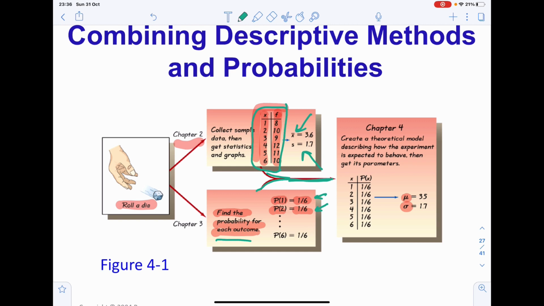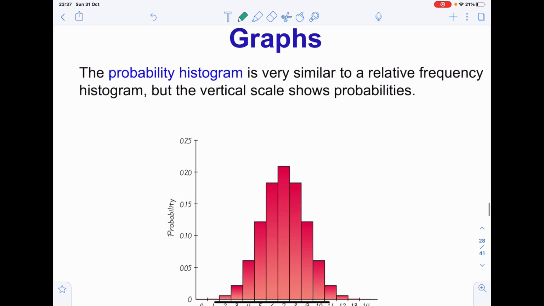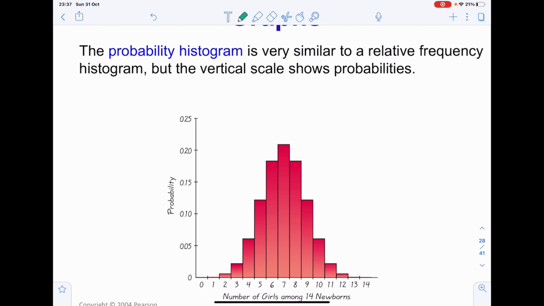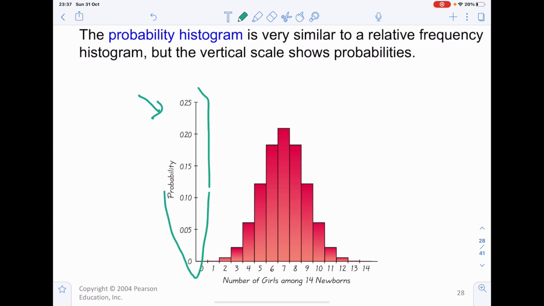Then we get the parameters. So as you can see, this is the table that we get from the experiment of rolling a die. Then we will learn how to find out the mean and the variance of this experiment. Also, we can draw graphs like the histogram here. We have the probability histogram. This is so similar to the relative frequency histogram, but the vertical scale shows the probability. The vertical one, this is the vertical scale, and this vertical scale shows us the probability. يعني في هذا الجزء راح يعطينا ال probability أو الاحتمال.